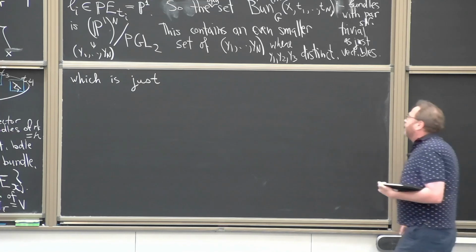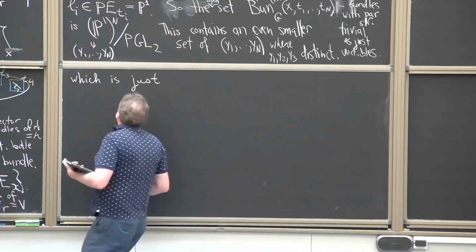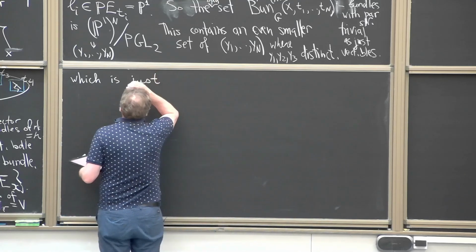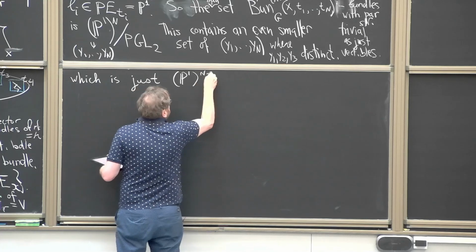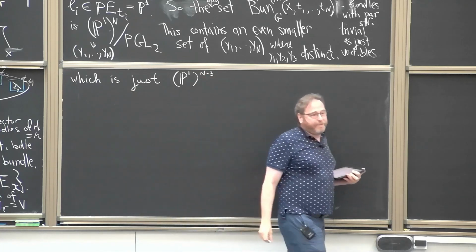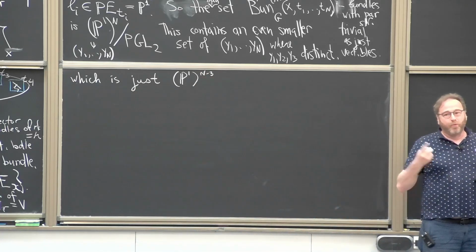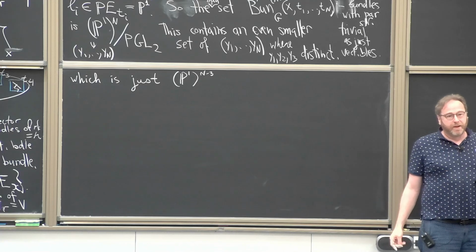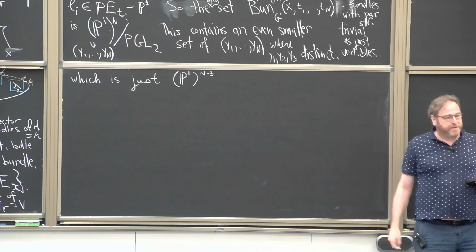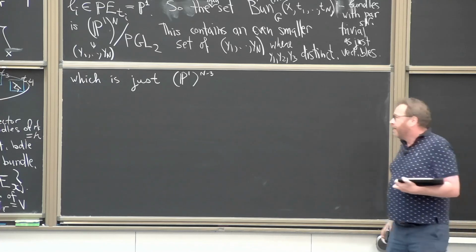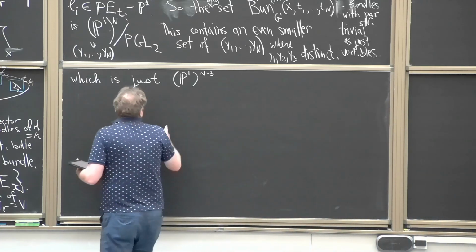And then we will get that this open subset is just P1 to the power n minus 3, because we still have the other points. But we no longer have any stabilizer. We no longer have any group acting, because we killed all the symmetries by making the first point 0, the second point 1, and the third point infinity. And this is already a variety.